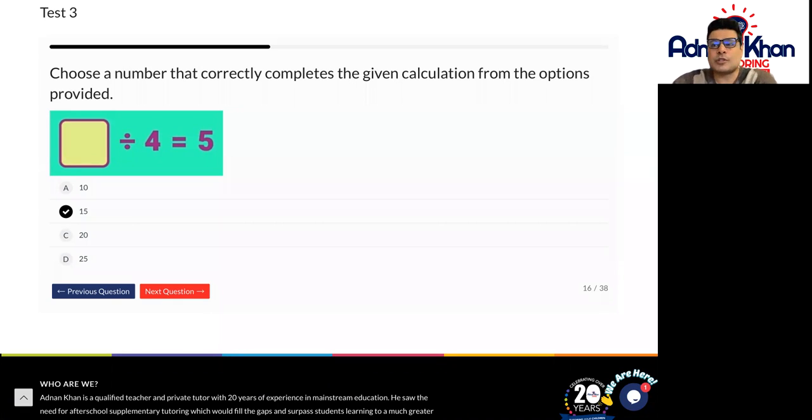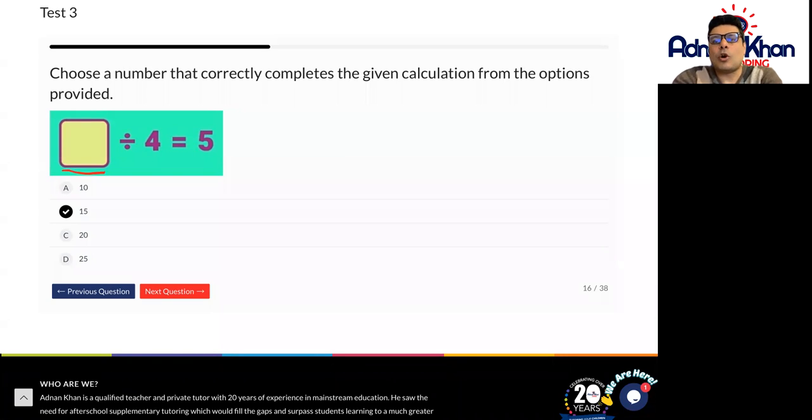Let's just do one question while we're at this introduction video. So choose a number that correctly completes the given calculation from the options provided. So here we can see that we have a blank divided by 4.